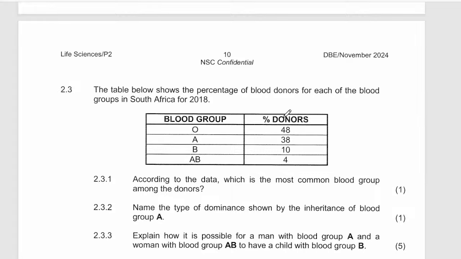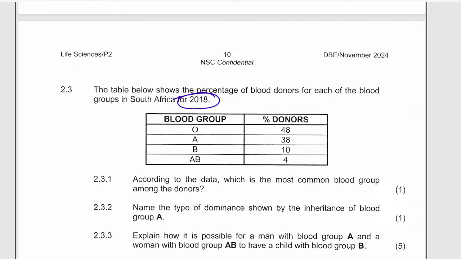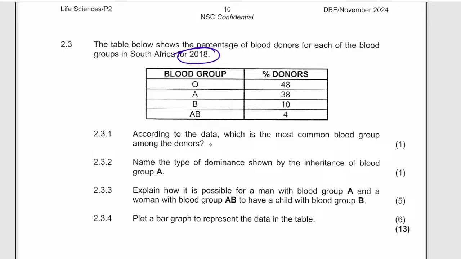They are saying that the table below shows the percentage of blood donors for each of the groups in South Africa in 2018. According to the data, which is the most common blood group among the donors? If you come here, you'll find out that this is blood group A, blood group O. Remember, even before you look at it, blood group O is regarded as the universal donor, meaning that it donates more. Even according to the data, the most common blood group that donated a lot is blood group O. So the answer is blood group O.